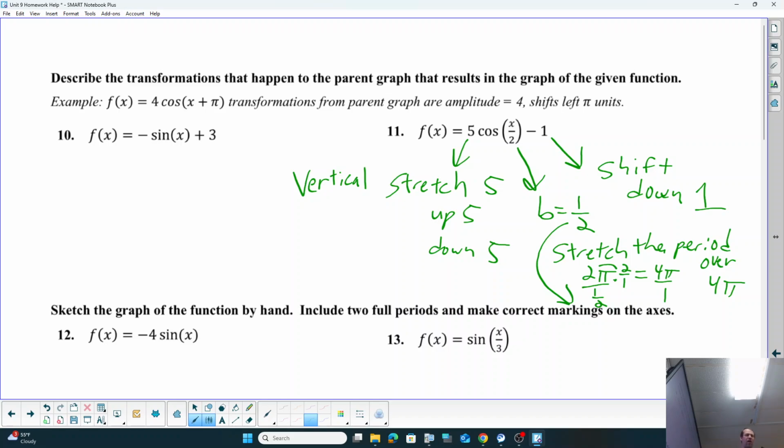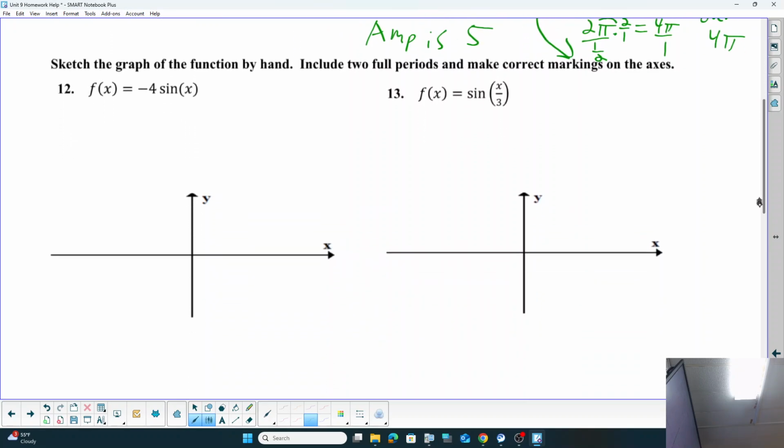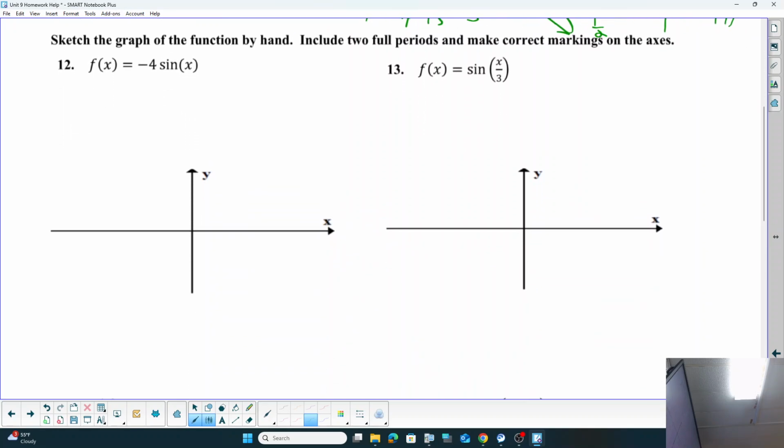Now you try number 10. That was a lot of things going on there. Okay, amplitude is 5. Transformation by function, amplitude is 5. Our period is 4 pi, shift down 1. Cool.